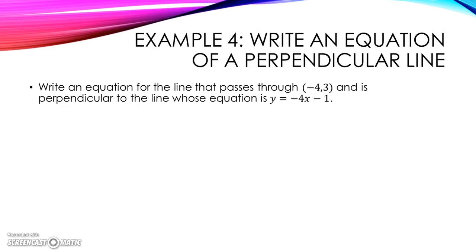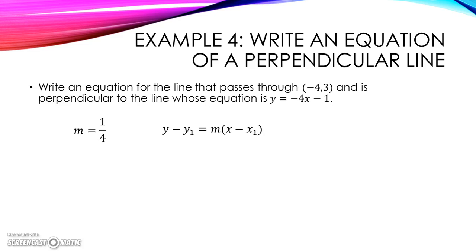Our last example here, example 4, write an equation of a perpendicular line. Write an equation of the line that passes through negative 4, 3 and is perpendicular to the line whose equation is y equals negative 4x minus 1. So we're going to start with the slope. The slope of the given line here is negative 4. Since it's perpendicular, it's the opposite reciprocal. Therefore, the slope of our new line is 1/4.